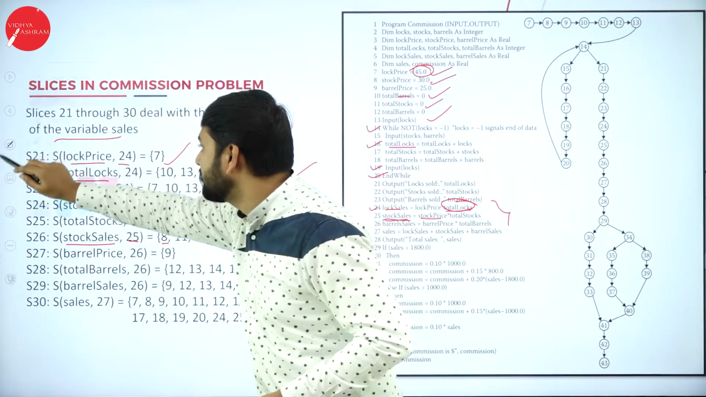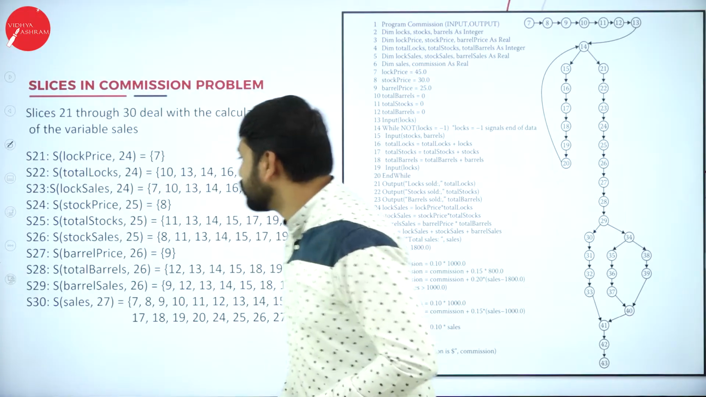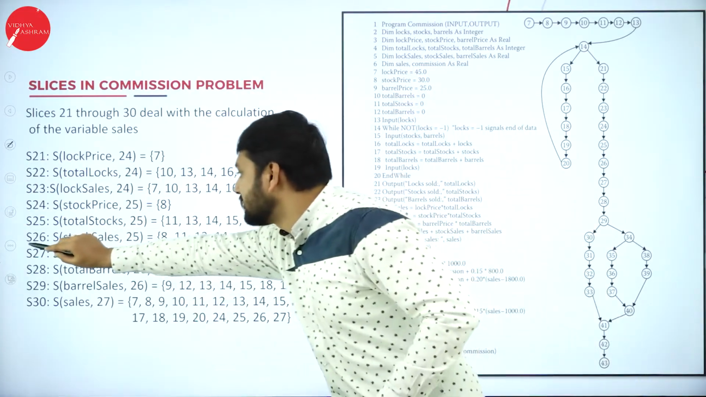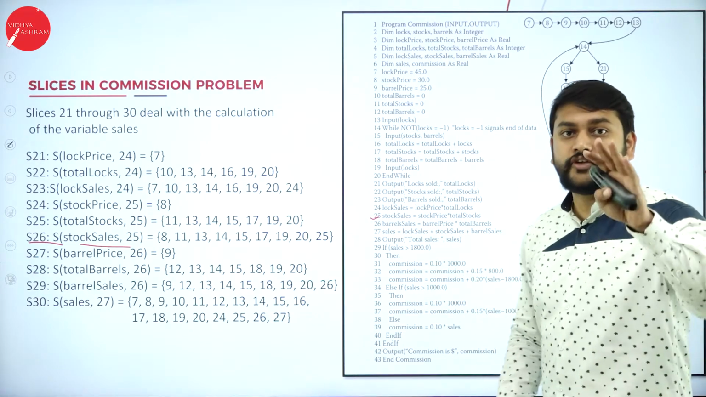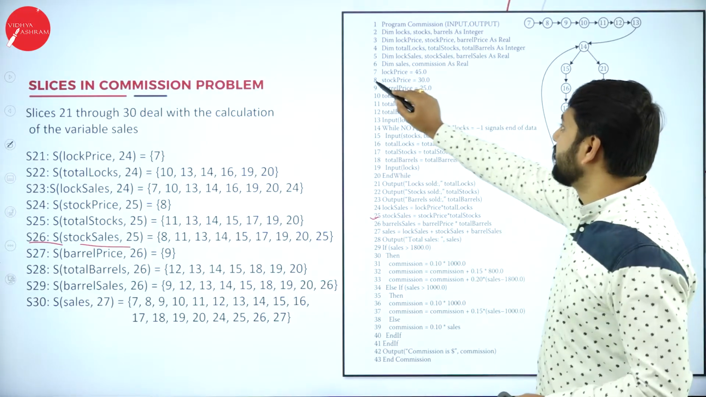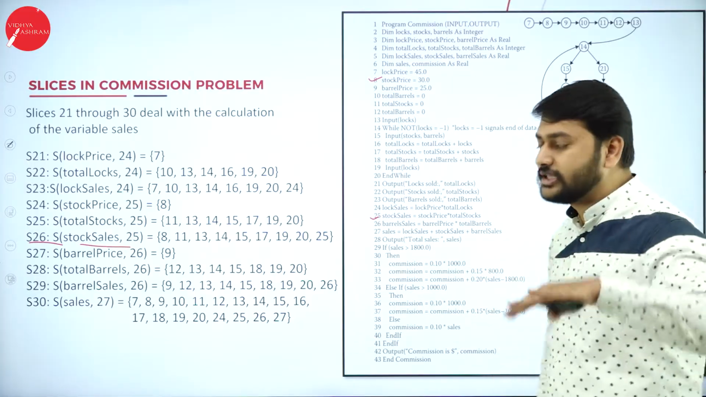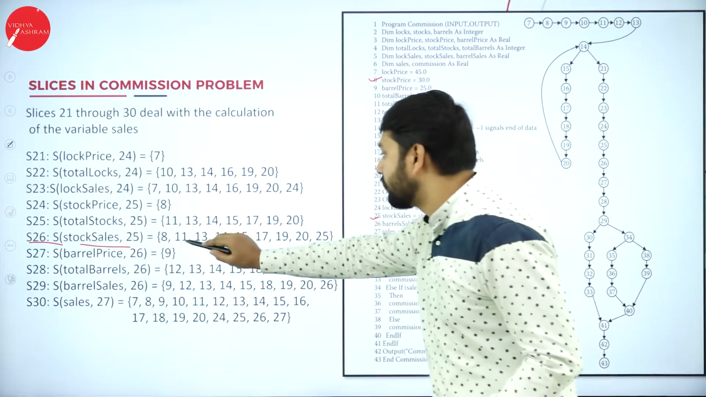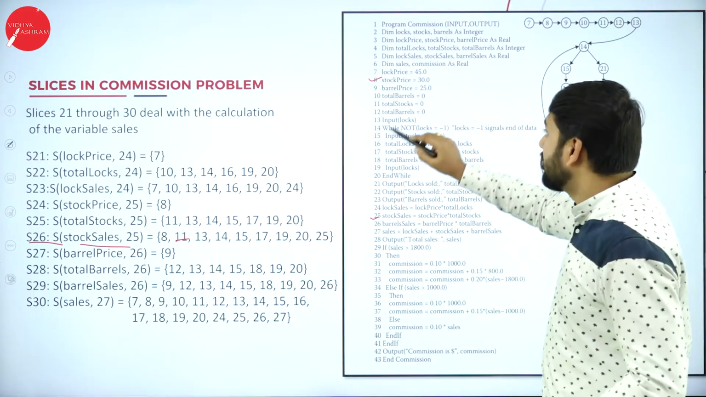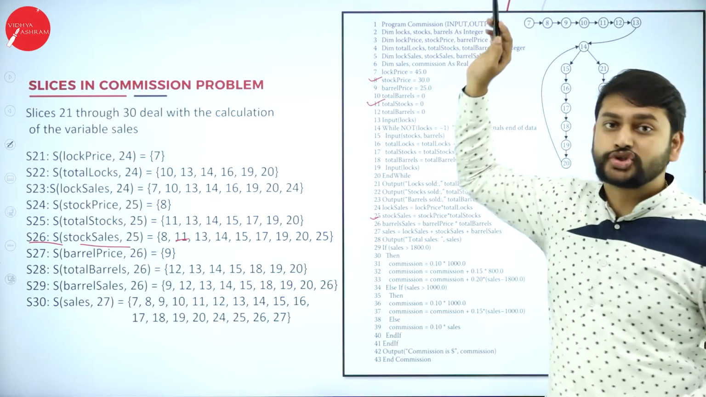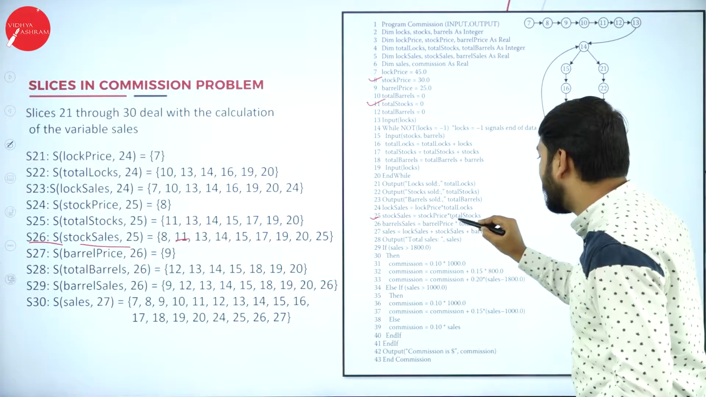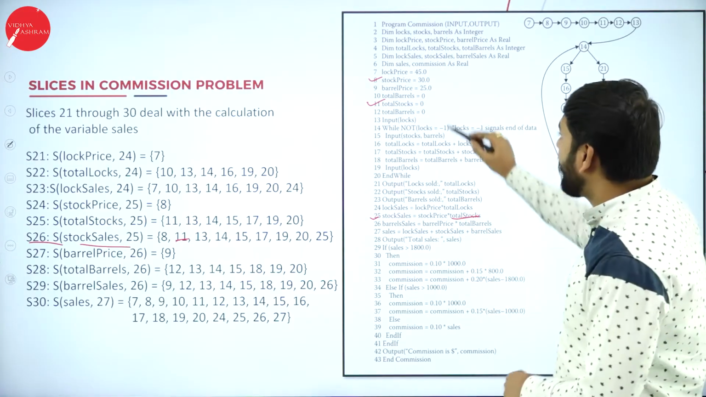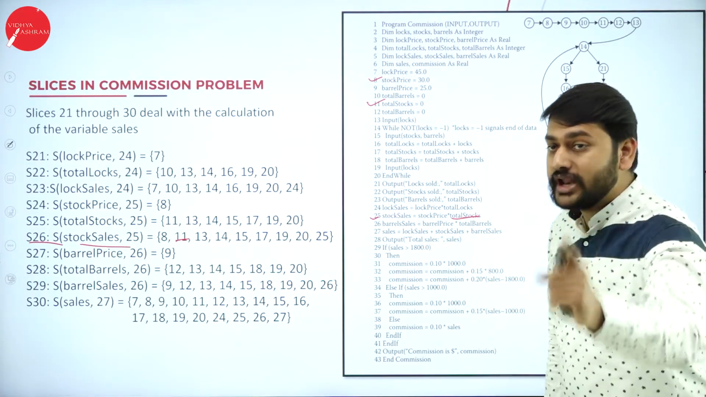Let me erase everything so that you will understand it clearly. What is it that I'm discussing? Slice number 26, stock sales. It starts from line number 25. So always the first node is stock price. After that, what is the next one you have? Line number 11. What do you have in line number 11? Total stocks. Please observe, here I have total stocks. That's why I've considered the total stocks. What is the next one that you have?